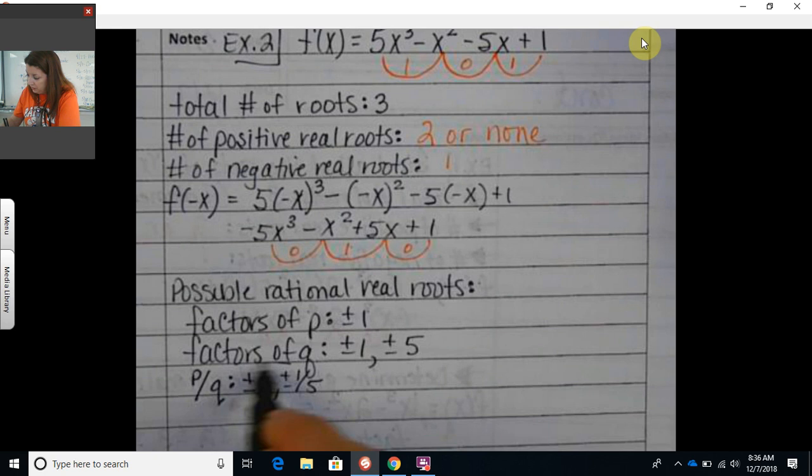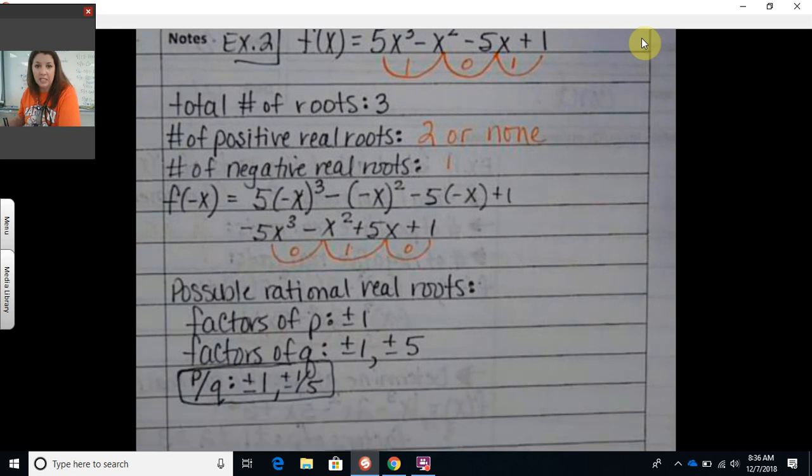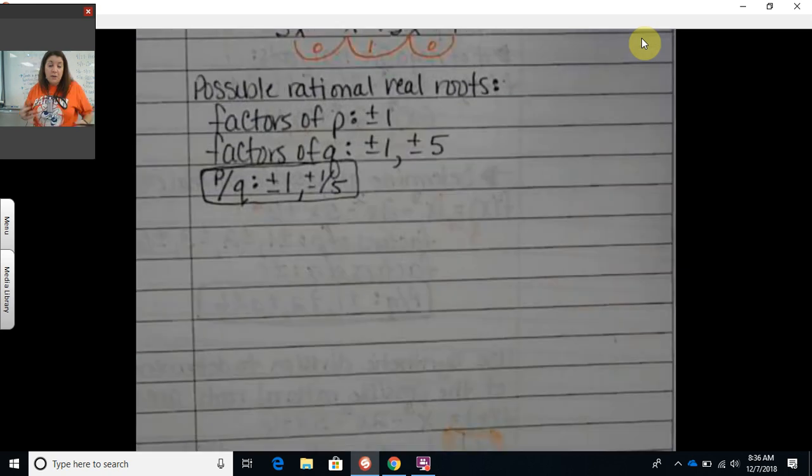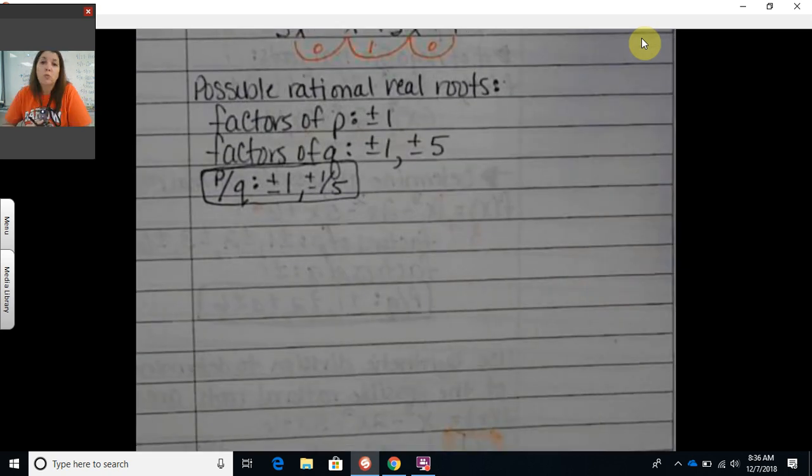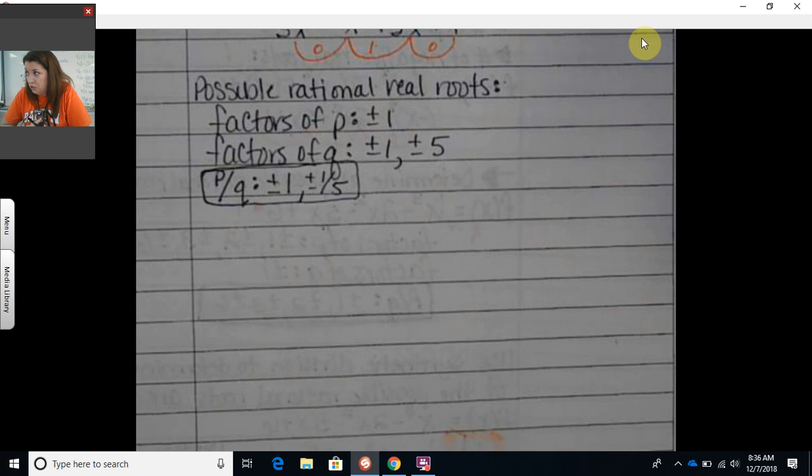It's not the factors individually. It's p divided by q. So 1/5 might be the only real rational root we have, or negative 1/5. But when I'm doing my synthetic division, I'm not going to start by checking to see if 1/5 is the root, because I'm going to be multiplying fractions and adding fractions, right? But we might have to. But I'm probably going to start with either positive 1 or negative 1. So, what do you want to try? Okay, 1 it is.